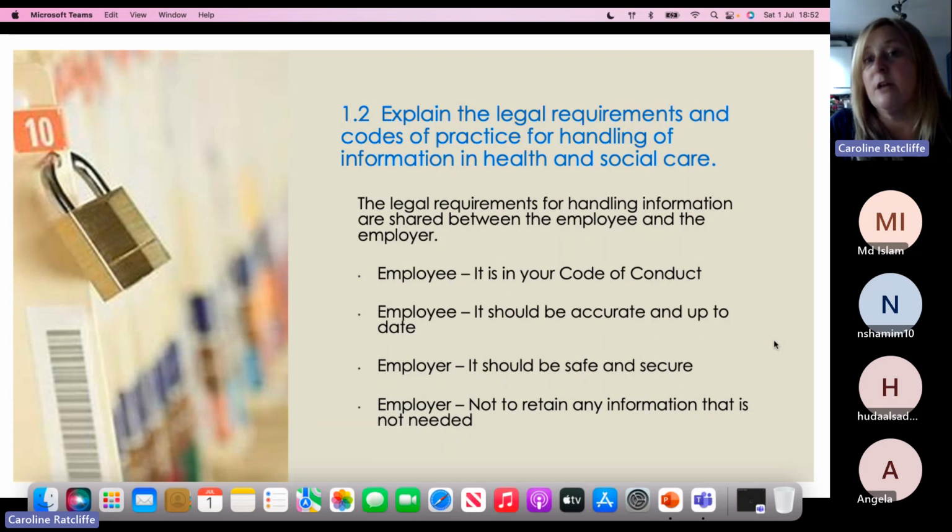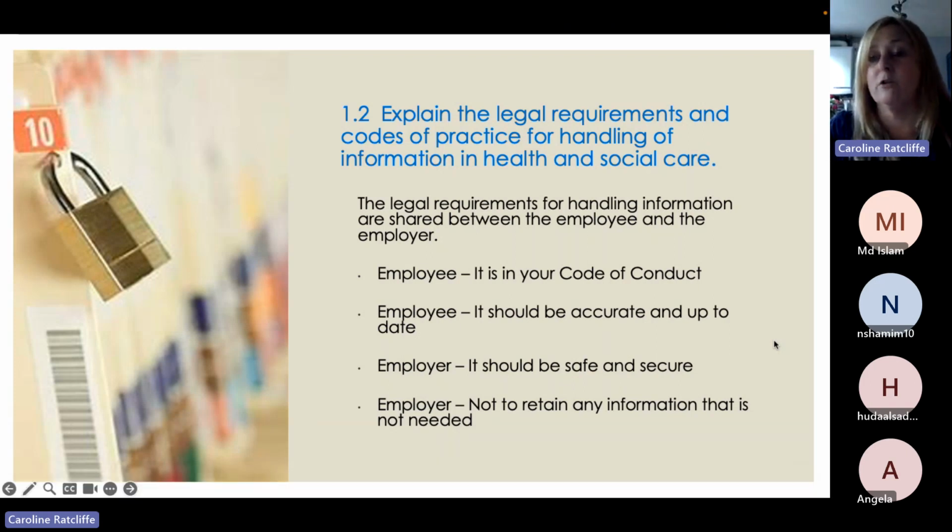Like I said earlier, don't share passwords in particular. It's not worth your code of conduct.